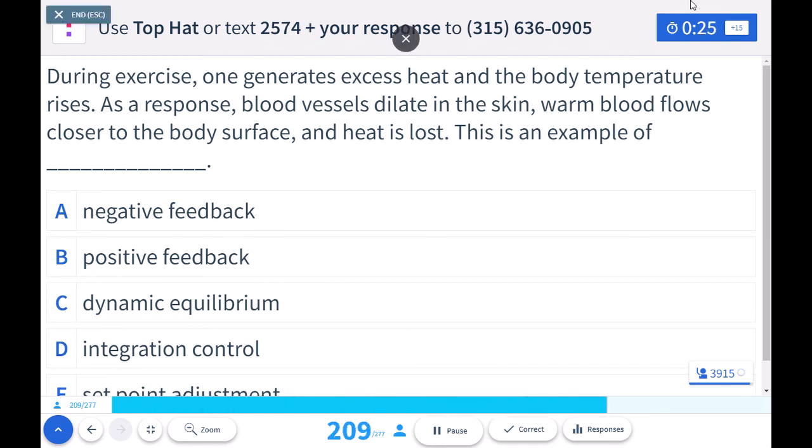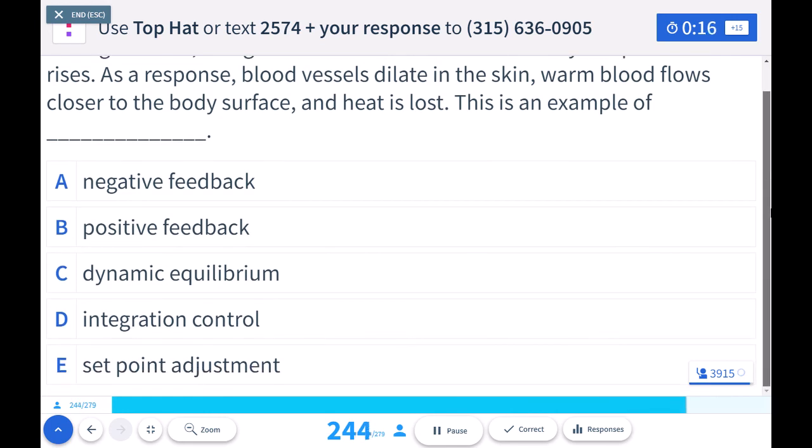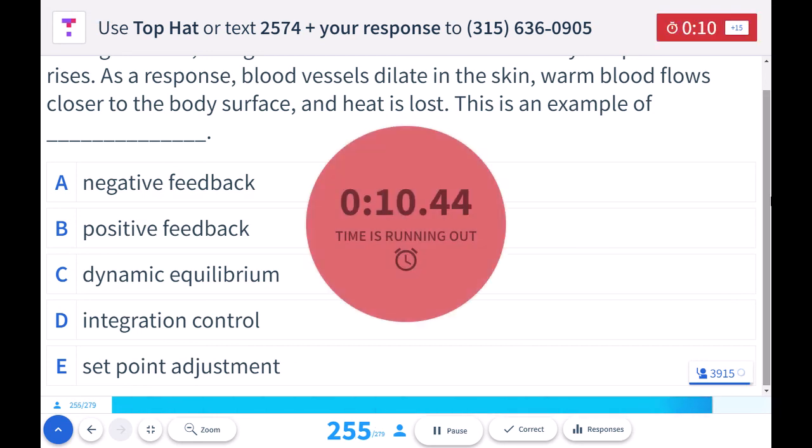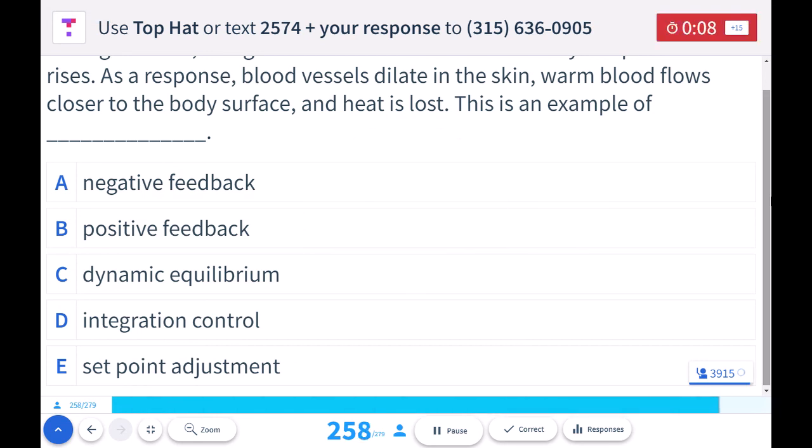Would that be, that's a problem. Let me scroll down here. There we go. Is that negative feedback, positive feedback, dynamic equilibrium, integration control, or set point adjustment? We have about 5 seconds left. If you haven't answered yet, just click an answer.